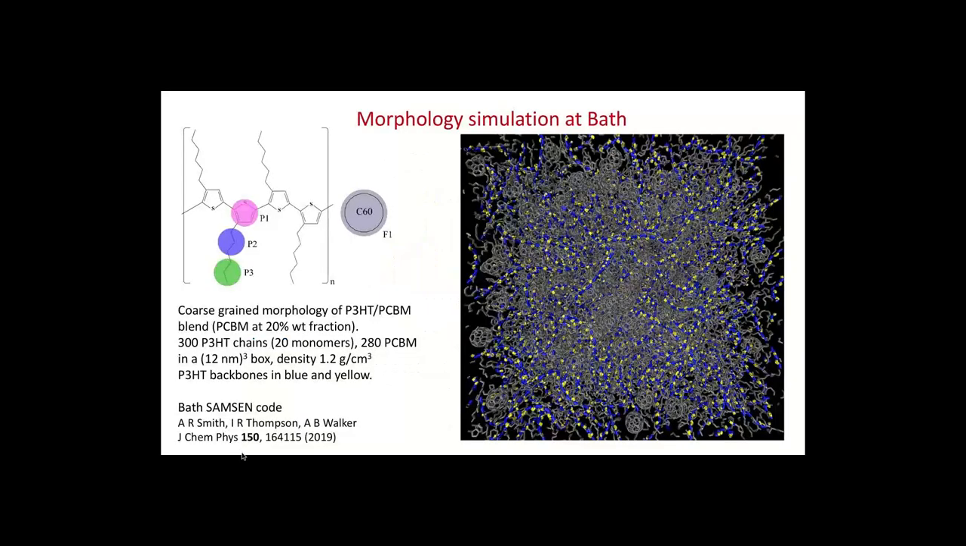We ourselves did some research as part of XMOS in morphology simulation, and with a bit of clever coarse graining, this slide shows just how big the systems are that you can look at. It shows the polymer P3HT in a solar cell with PCBM fullerene acceptors, and how the two pack together in a 12 nanometer cube box. That is big enough to understand the charge transport in these polymer solar cells.